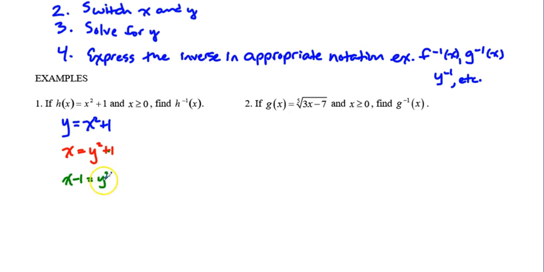Then I want to undo the squaring. Okay, so I'm going to square root both sides. When I square root a square, keep in mind we get the absolute value of y. I'm just going to sort of switch sides here. And that's going to result in plus or minus the square root of x minus 1.